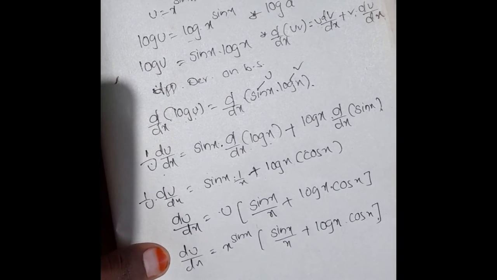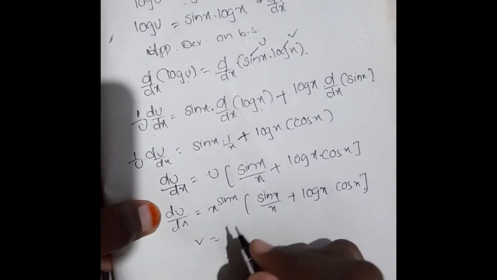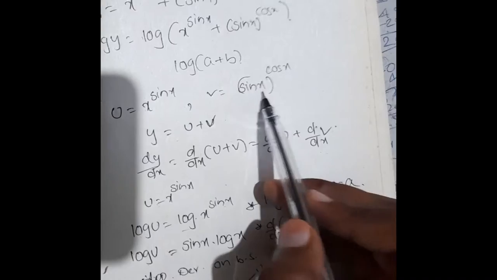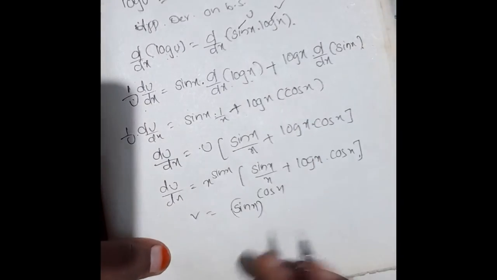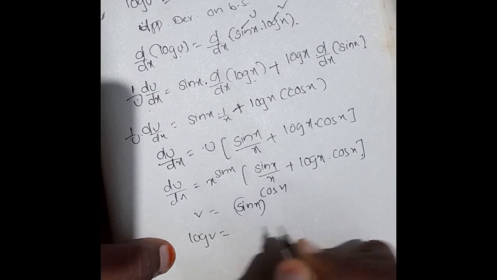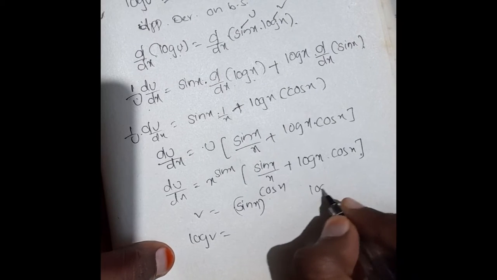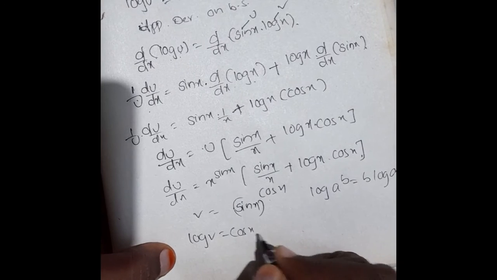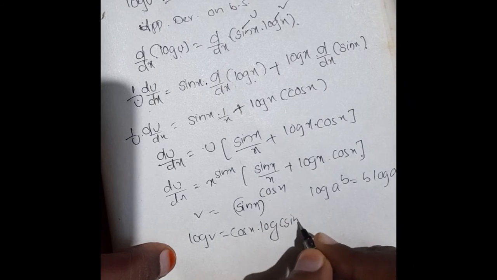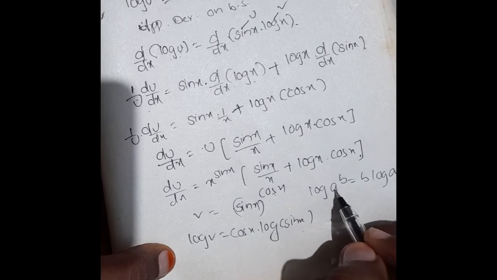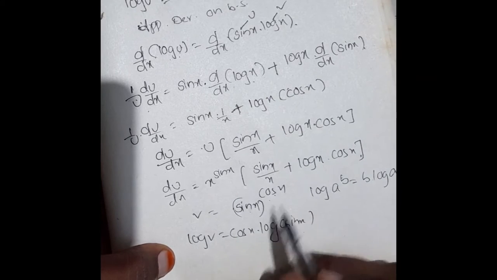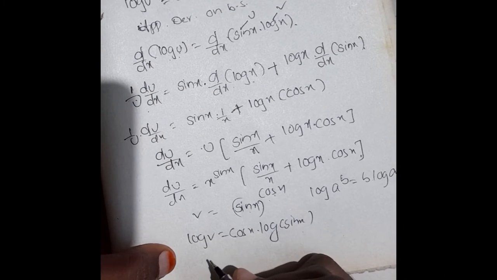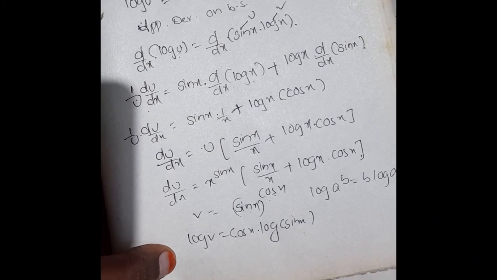Now we have to find dv by dx. What is v? Sin x to the power cos x. Applying log on both sides, log v equals, by the same formula log a to the power b equals b log a, cos x into log sin x. Here in the place of b we have cos x and in the place of a we have sin x. Now applying derivative on both sides with respect to x.